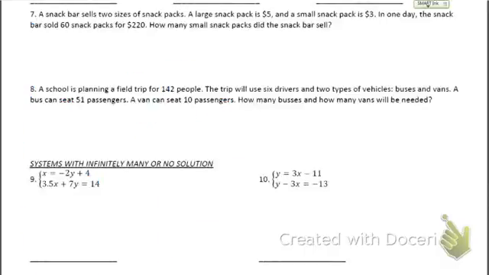Okay. A snack bar sells 2 sizes of snack packs. A large snack pack is $5 and a small snack pack is $3. In one day, the snack bar sold 60 snack packs for $220. How many snack packs did the snack bar sell? We need to identify our variables first. I'm going to let L equal the number of large. And S is going to equal the number of small.